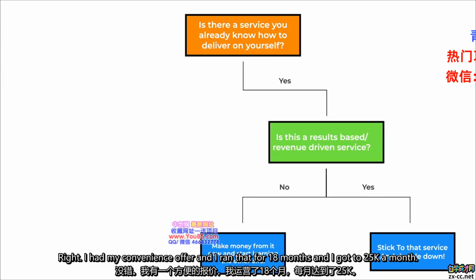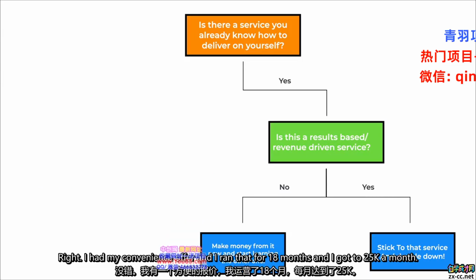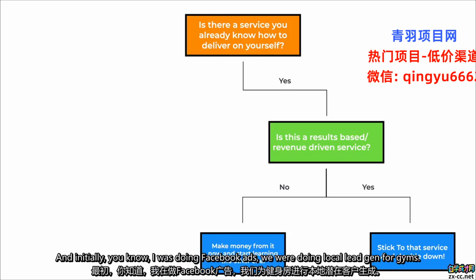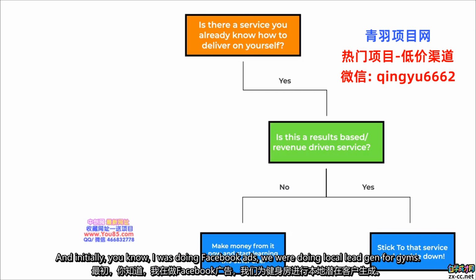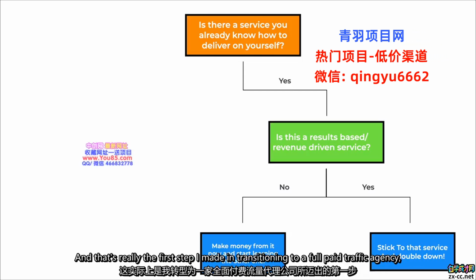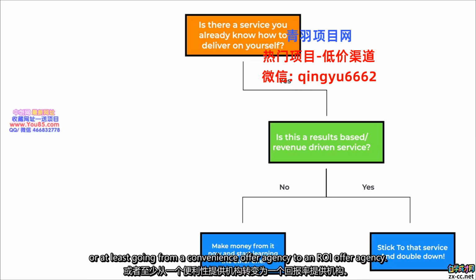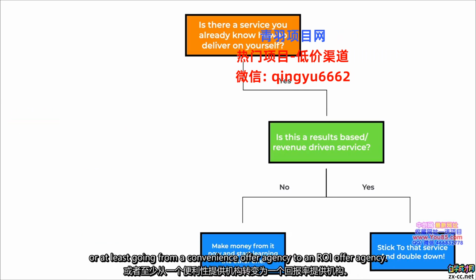I had my convenience offer and I ran that for 18 months and I got to 25K a month. And while that was happening, right, I started learning, and initially, when I was doing Facebook ads, we were doing local lead gen for gyms. And that's really the first step I made in transitioning to a full paid traffic agency, or at least going from a convenience offer agency to an ROI offer agency.